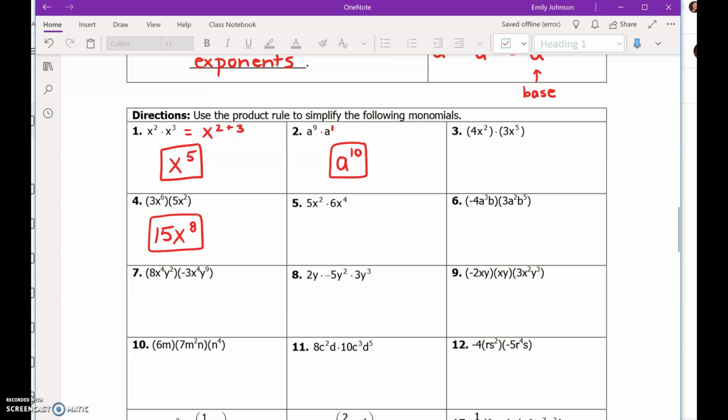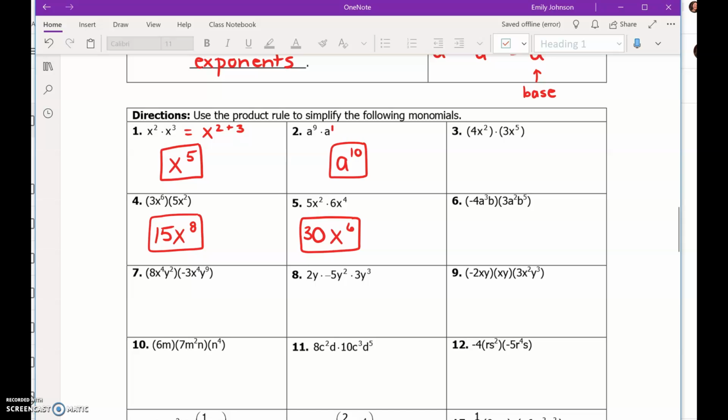All right, number 5, the same idea. We're going to do 5 times 6. 5 times 6 would equal 30. And then we are going to add the exponents. So 2 plus 4 would give us a total of 6. So 30x to the 6th is your final answer there.